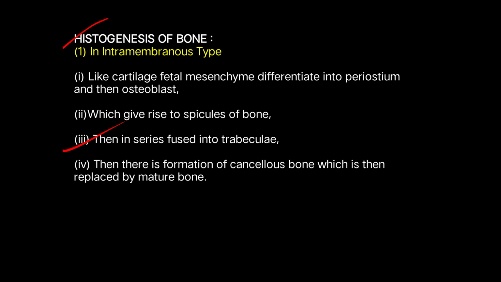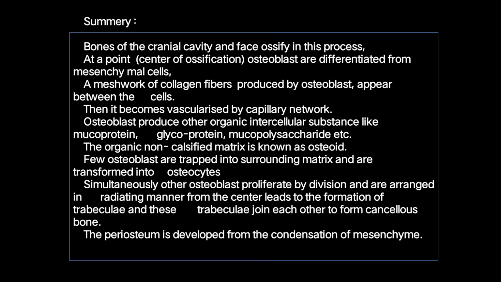So in this case, these are the 4 or 5 steps we have to see. In intramembranous type of ossification or osteogenesis or histogenesis, fetal mesenchyme tissue, similar to cartilage, is there, which differentiates into the periosteum, and then it forms the osteoblast, which will give rise to the spicules of the bone, and then in series they fuse into the trabeculae. So there is formation of trabeculae, and then there is formation of cancellous bone, which is then replaced by the mature bone.